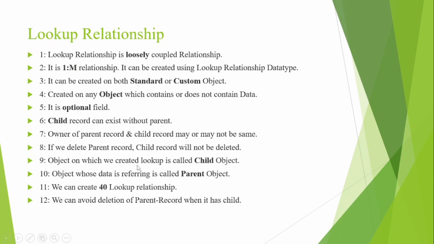The object on which we create the lookup is called the child object. So the object on which we are creating the lookup relationship is called the child object. In our scenario, we had taken student and course. On the course object, we had created the lookup relationship. That means the child will be course and the parent will be student. The object whose data is being referred to is called the parent object. So in our case, student.